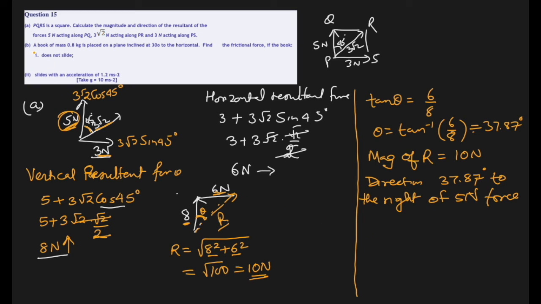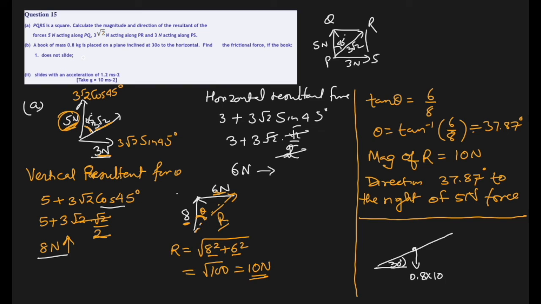All right, B part. A book of mass 0.8 kg is placed on a plane inclined at 30 degrees. Okay, so this is a book. Let me show that book by a point. Its mass is 0.8 kgs. That means the weight will be 0.8 times 10. It is on an inclined plane. The inclined plane is inclined at 30 degrees. Okay. Find the frictional force if the book does not slide.